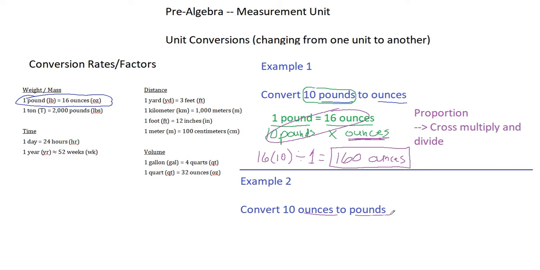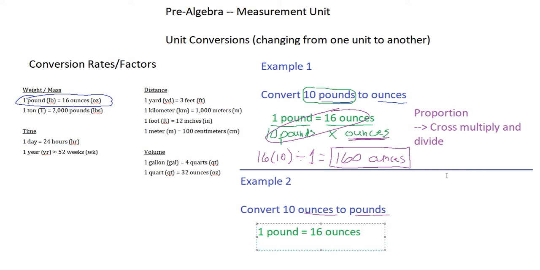But now we're going to switch things up a little bit. Instead of having 10 pounds and wanting to change that to ounces, now I've got 10 ounces and I want to change that to pounds. So again, the first thing that I'm going to do is look at this conversion factor, this conversion rate that gives me a relationship between pounds and ounces, and it tells me that 1 pound equals 16 ounces.